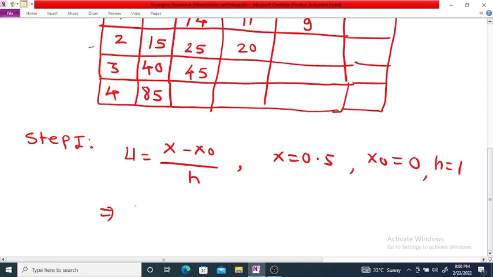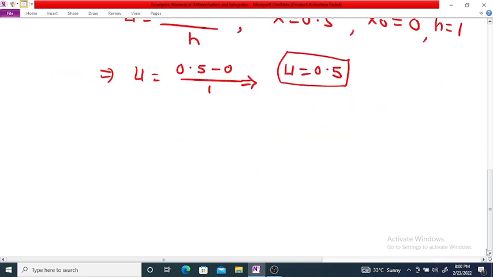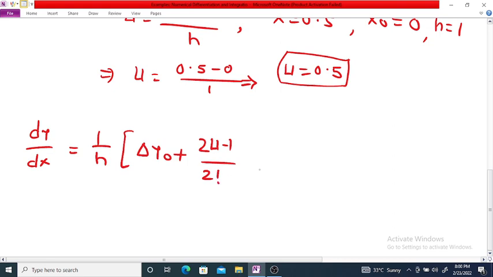And therefore, u is equal to 0.5 minus 0 divided by 1. So this implies u is equal to 0.5. This is the value of u. Now next, the formula of dy by dx is equal to 1 by h times delta y0 plus (2u minus 1) divided by 2 factorial delta square y0.